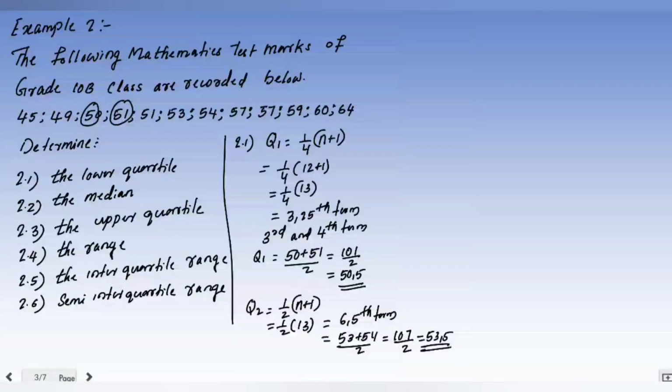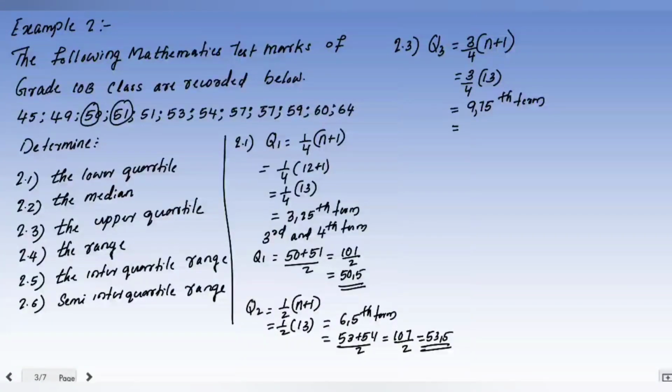Q2, we got it. Now we are moving to Q3, that is 2.3. Q3, what is the formula? 3 over 4 times n plus 1. N plus 1 is going to be 13, we already know that. So which is going to be 9,75, the term. So that decimal is in between which two counting numbers? 9 and 10. Is it clear?